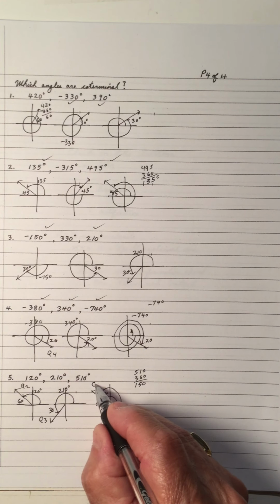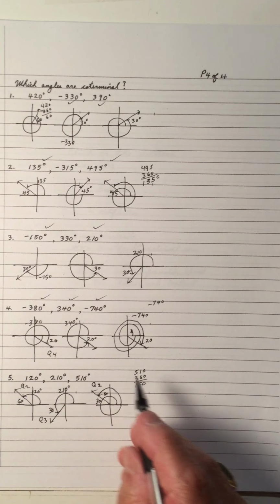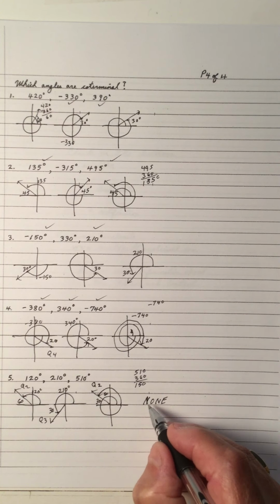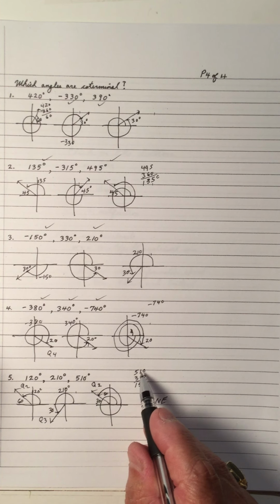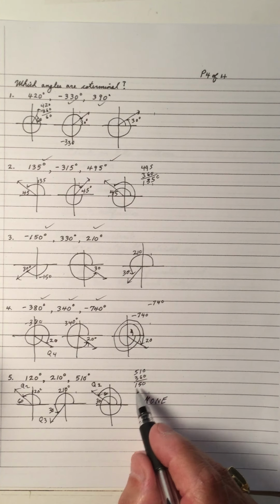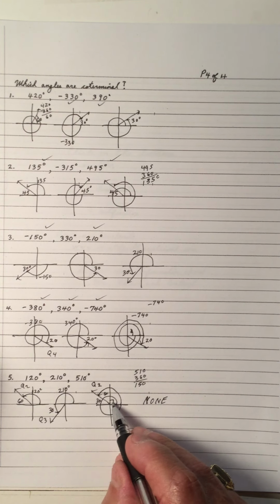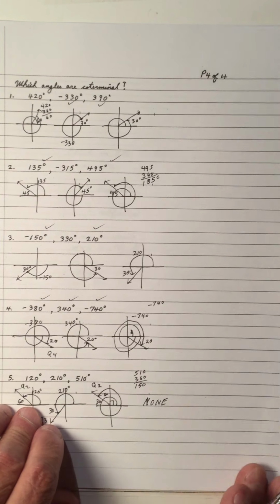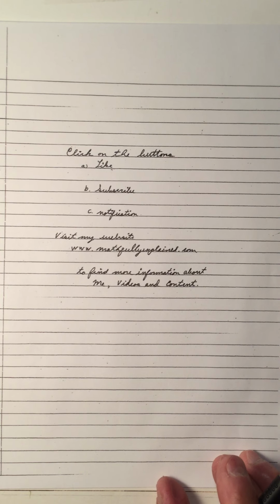This one ends up in the second quadrant, but the reference angle is 30. So there's none. None of them are coterminal in this one. Just be careful when you're drawing them. And notice that for 510, I took off the 360 to get 150. Then remember that's a 90, and 60 makes 150, so there's a 30 reference angle here. And that brings us to the end of the video on coterminal angles. Very important to know about.